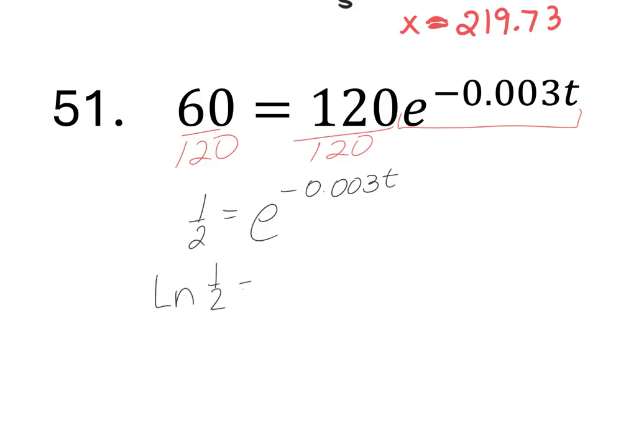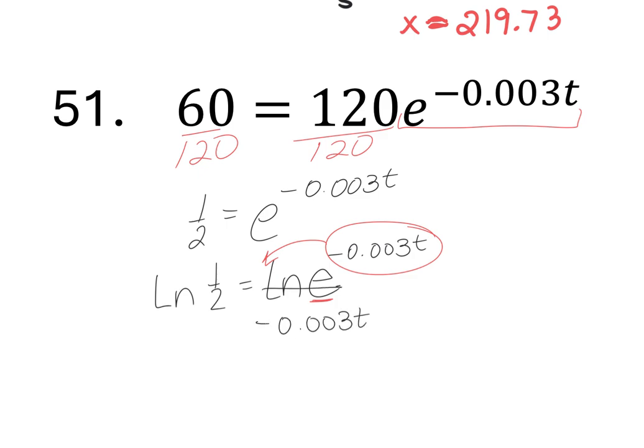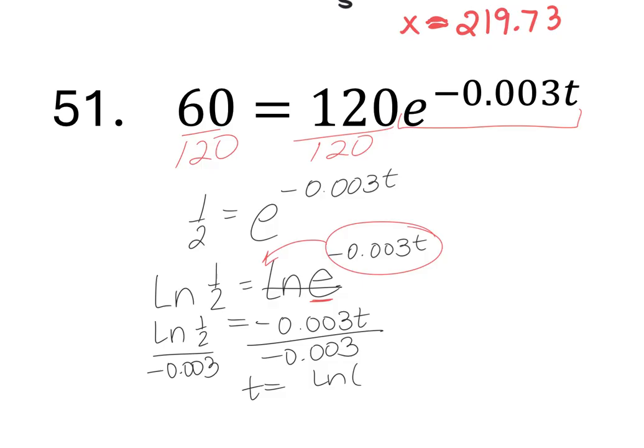Ln of 1/2 equals ln of e to the negative 0.003t. If you're doing ln of both sides, you got to keep the e in here for now. This goes out front, and ln of e is 1. So we get negative 0.003t equals the natural log of 1/2. And then we divide by negative 0.003. And so t is equal to the natural log of 0.5 over negative 0.003.